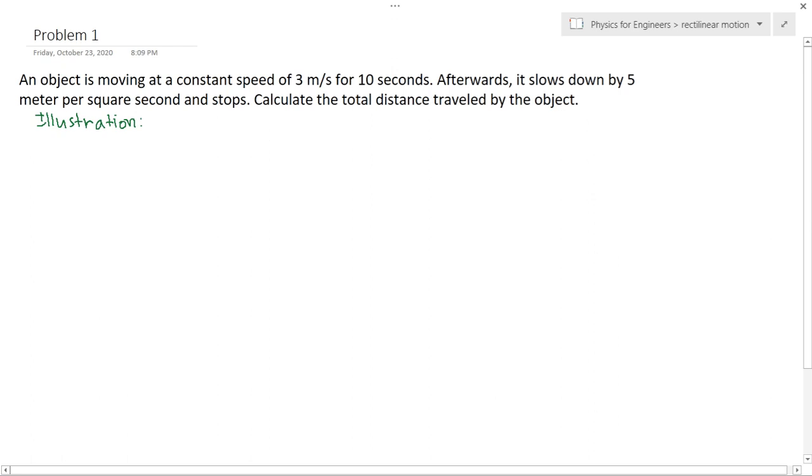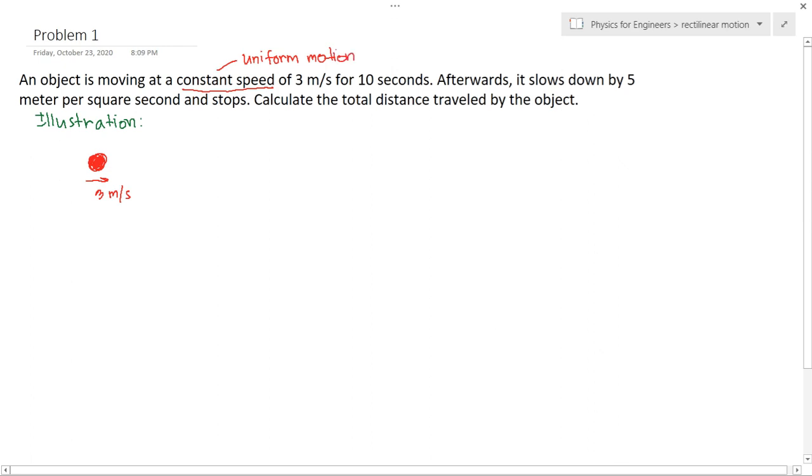So ano yung shape tsaka forma pala ng problem. So dito natin malalaman. Sabi na an object is moving. So let's say an object is represented by this red solid circle. So an object is moving at a constant speed. Meron pa siyang speed na 3 meter per second for 10 seconds. So sabi na dito constant speed. Pag sinasabing constant speed, this is a uniform motion, type 1. So uniform motion, meaning we don't have any acceleration.